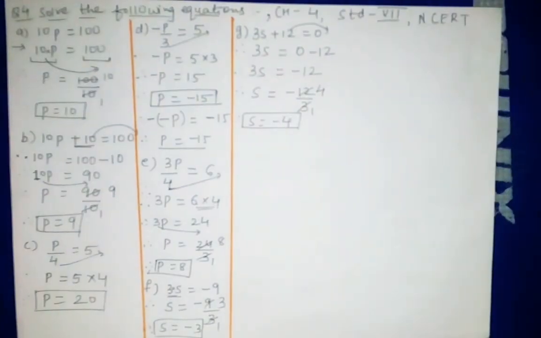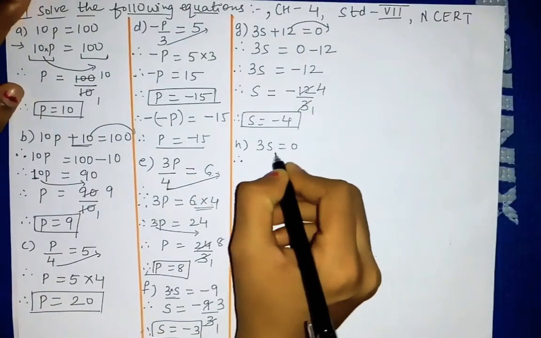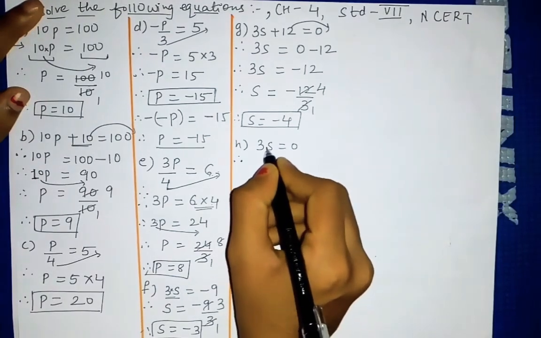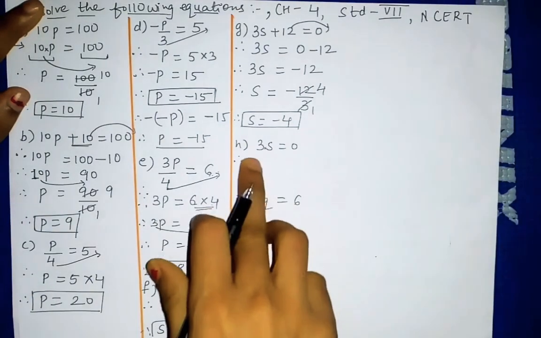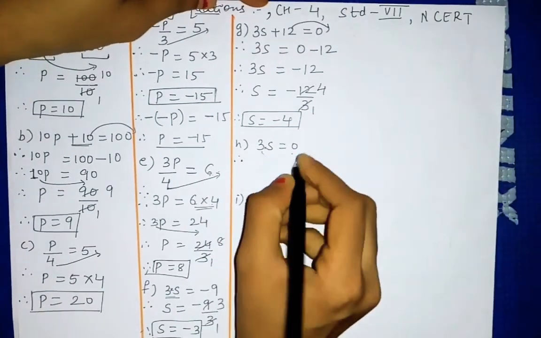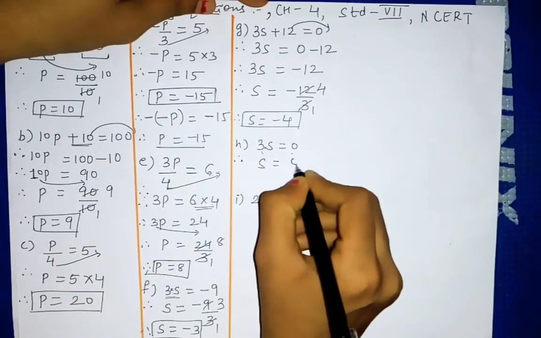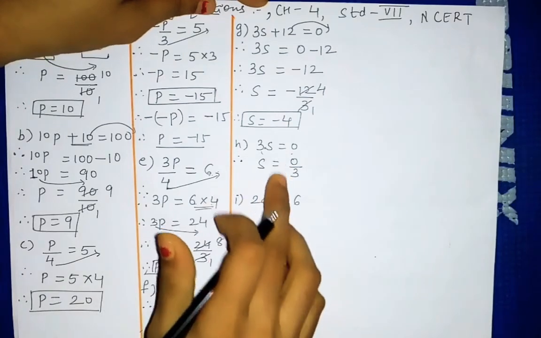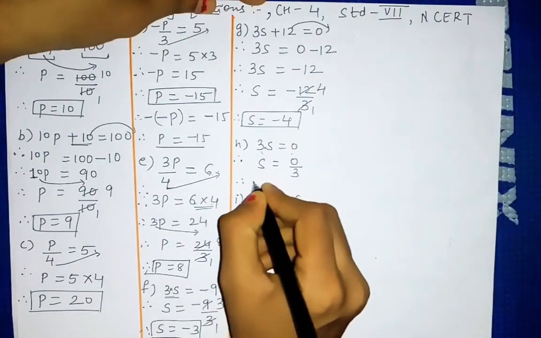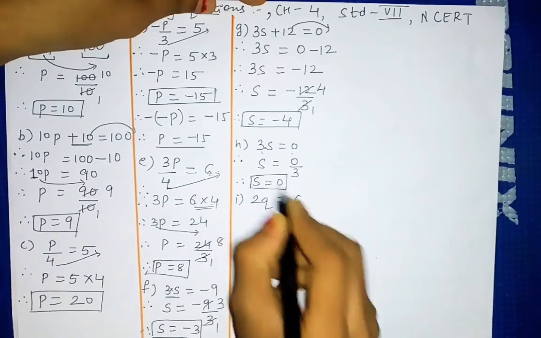Now the next question is 3s equals 0. Now this is also very simple. This 3 is in multiplication, so this 3 will go in division. Where will this 3 go? This 3 will go here. So here only s will be left on this side, the LHS part, and here 0 upon 3. 0 divided by 3. 0 divided by any number, the answer is 0. So 0 divided by anything is 0. So s equals 0. So this was very simple.